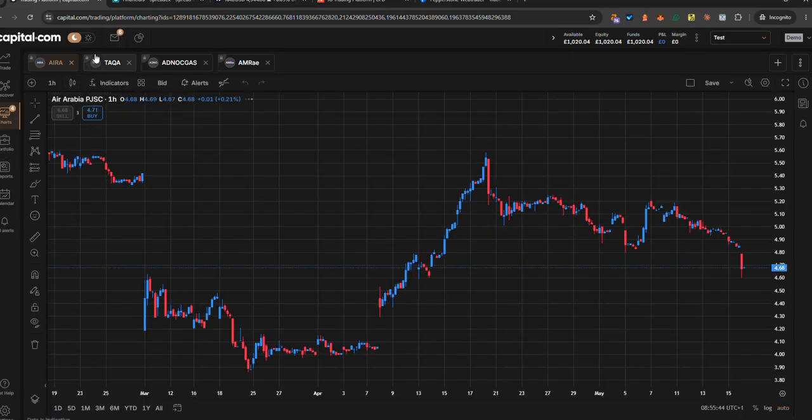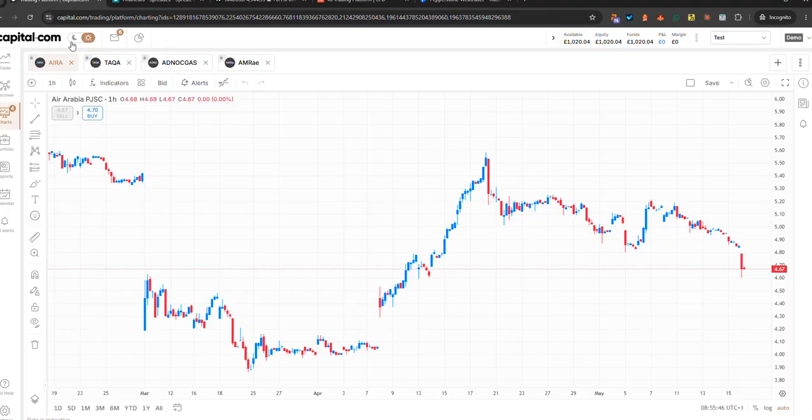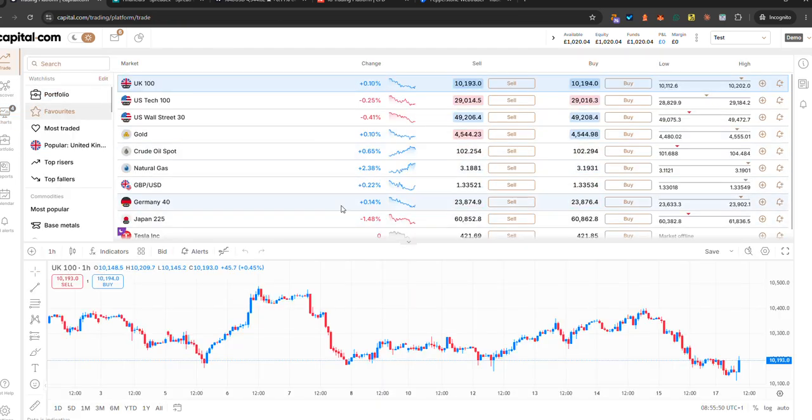You've got multiple charts here. You've got the light and dark mode for your preference as well. The gold spreads start at 0.7, so slightly higher than IG. But if you are looking for a platform that is super straightforward, this is one I'd 100% recommend.